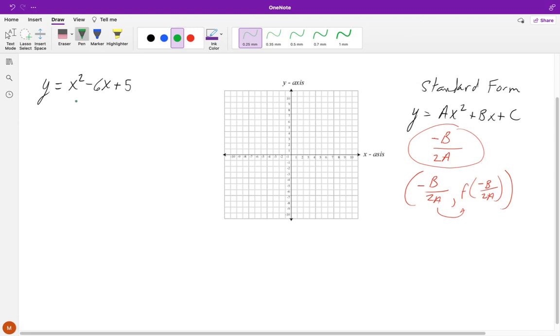So from this case, the a is always the number in front of our x squared. So our a in this case is equal to 1, because when there's no number written, it's understood to be 1. Our b is always the number in front of the x, so it's -6. And our c is the constant 5.